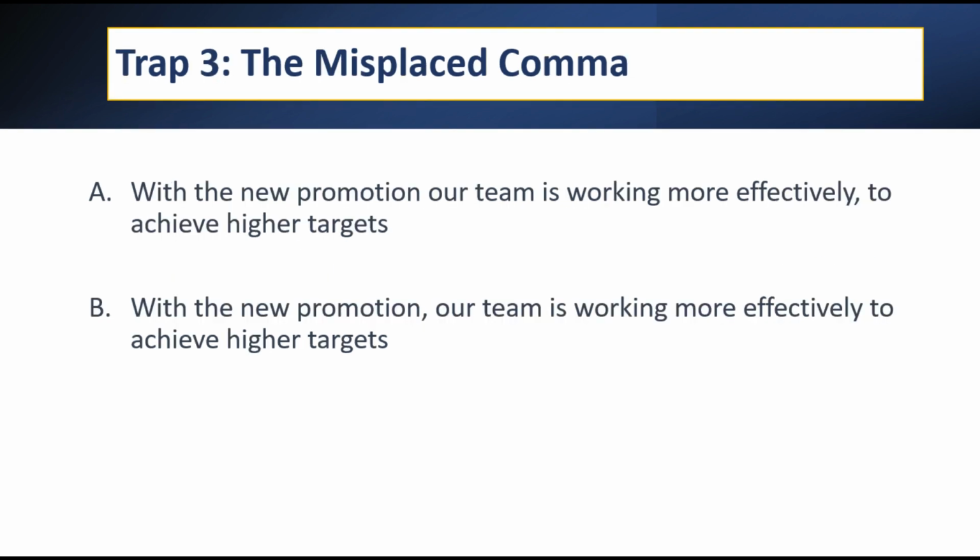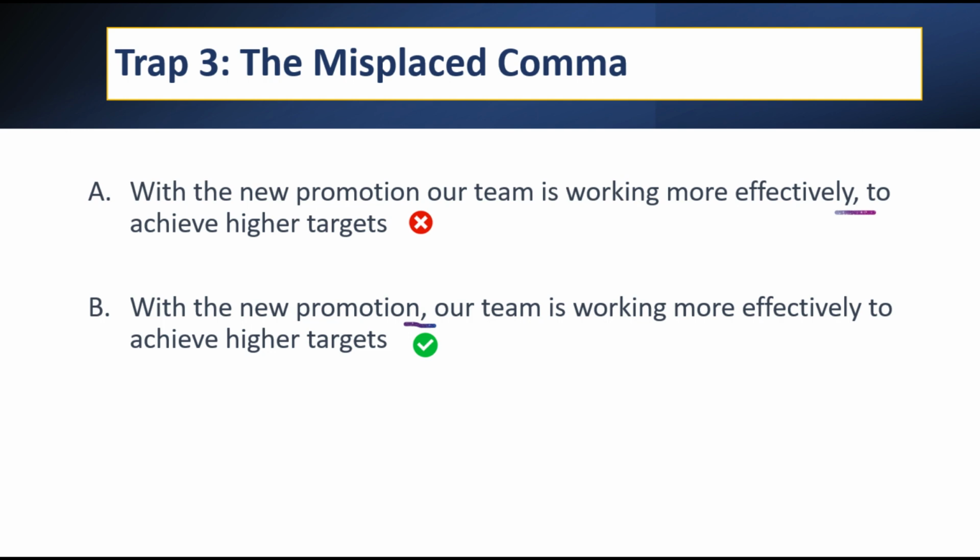Now, let's explore trap 3, the misplaced comma. Which version correctly places the comma? Pause the video and think about the right answer. The right comma can shape the flow of your sentence. You are on track. The correct answer is B. The sentence should be: with the new promotion, our team is working more effectively to achieve higher targets. The comma after promotion creates a natural pause.